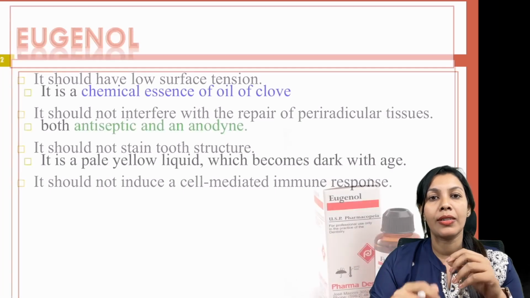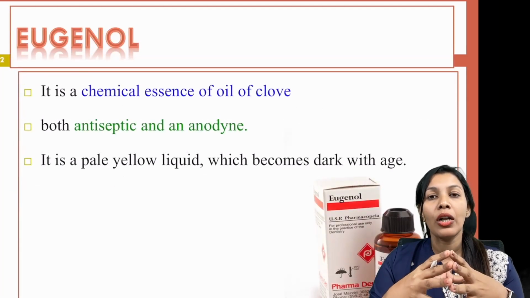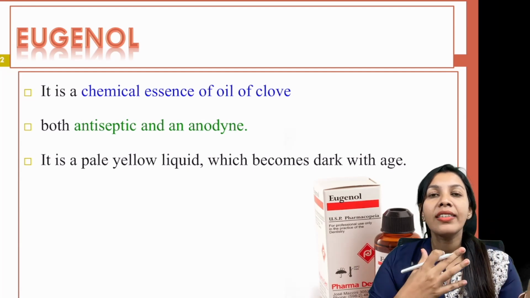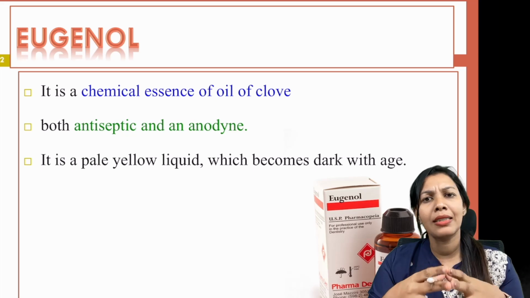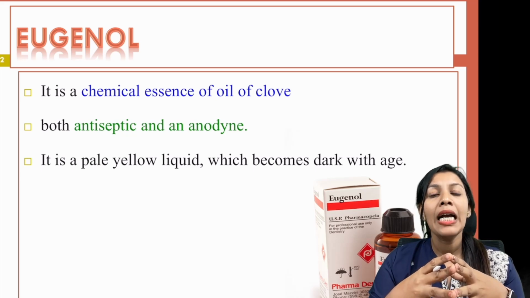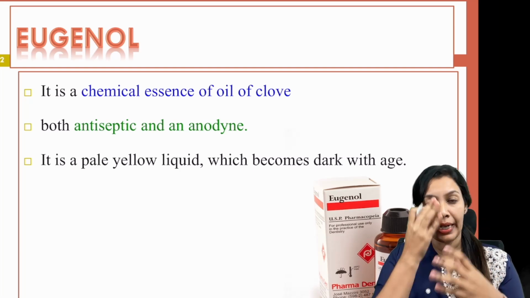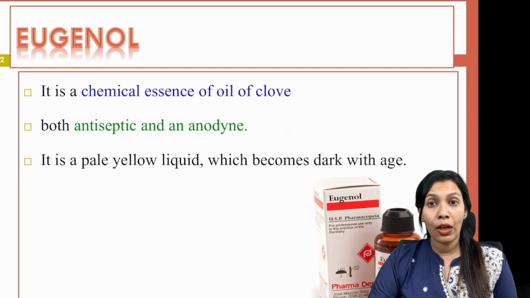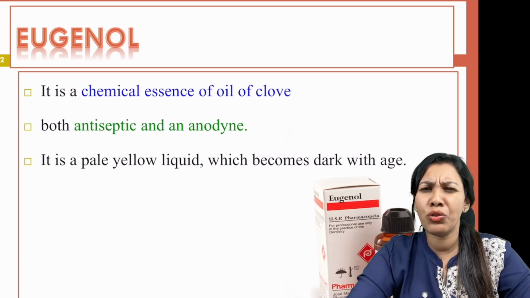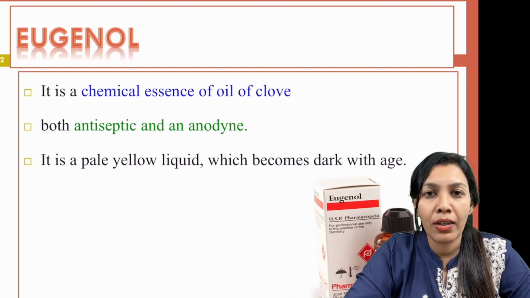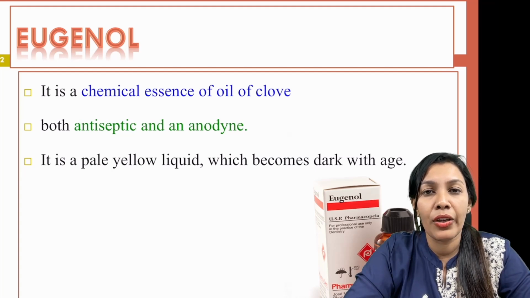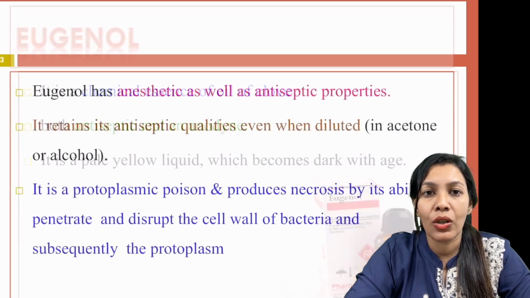That is very important. So talking about eugenol, eugenol is the oldest material which was used as an intracanal medicament, and still in clinical practice we are using eugenol. That is a chemical essence of oil of clove. Because of that, it has antiseptic and anodyne property, and it is pale yellow in color, and we store it in dark bottles because it has the capacity to age and become non-useful. So that is why we preserve it properly away from light.